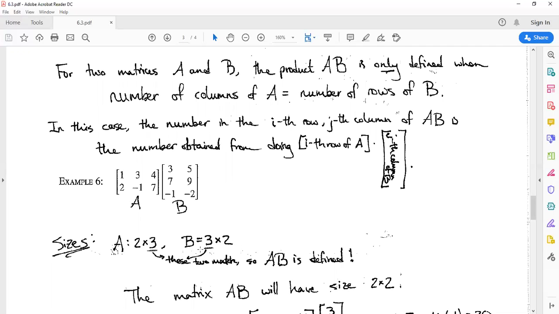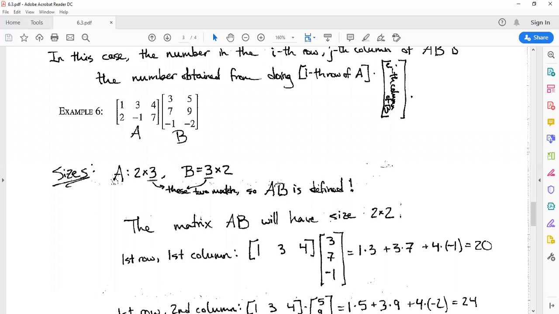And I guess I should probably say this now. When this is defined, the size of the product A times B is going to be these two numbers left over here. So we'll have 2 rows and 2 columns. Okay? So in the first row, first column of A times B, we'll take the first row of A and the first column of B, and form their product: 1 times 3 plus 3 times 7 plus 4 times minus 1, which gives us 20.